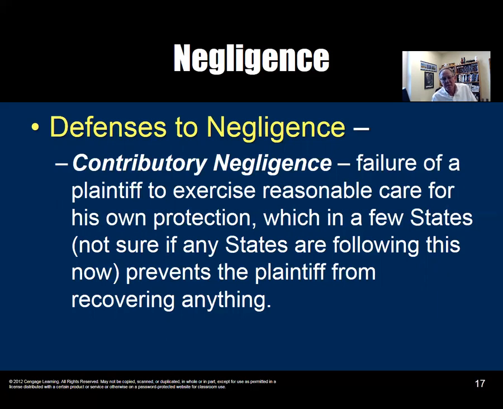Okay, what are some defenses to negligence? There are 3. One, contributory negligence. This is a theory that if the plaintiff, the party that's bringing the action for negligent conduct, was at all negligent themselves in causing the injury, they would get nothing. I think there's only 3 states now that follow that.